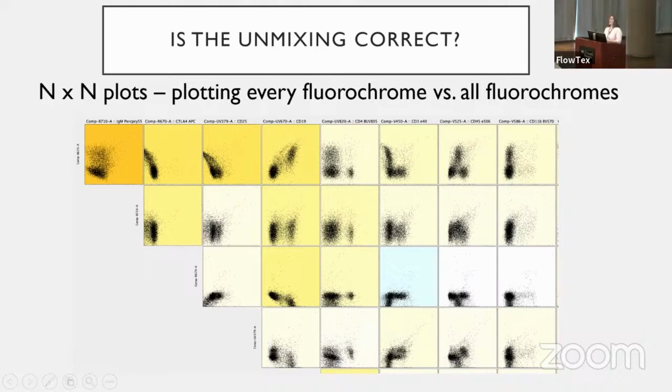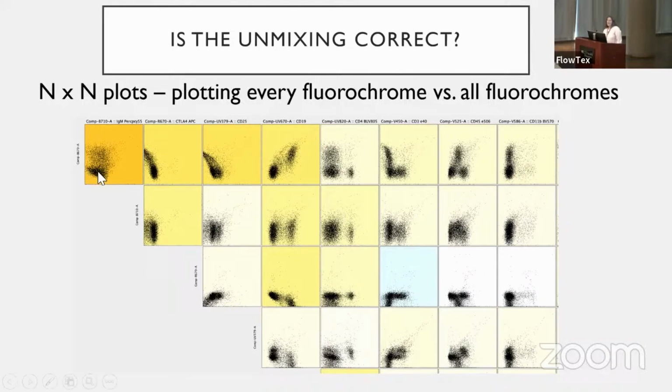Does anybody use these regularly? What do they mean? What is an n by n plot? Yell it out. It's one fluorochrome by all the other fluorochromes, right? So you want to see each one mapped against itself. This has nothing to do with what's biologically relevant. We're just seeing whether or not the unmixing worked.